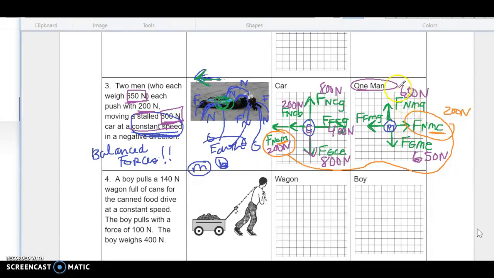So if the man feels pushed 200 newtons by the car, the friction on his feet has to also provide 200 newtons so that it stays balanced, which keeps him moving at a constant speed. Remember, balanced forces means no change in motion. It can still move, it just can't change. All right, so that completes that one.